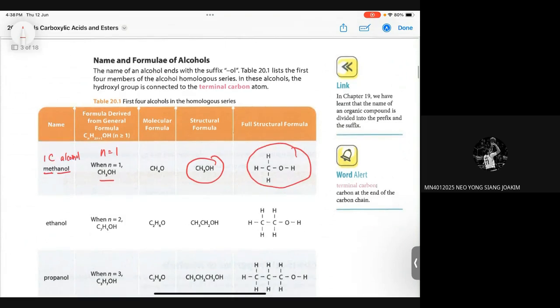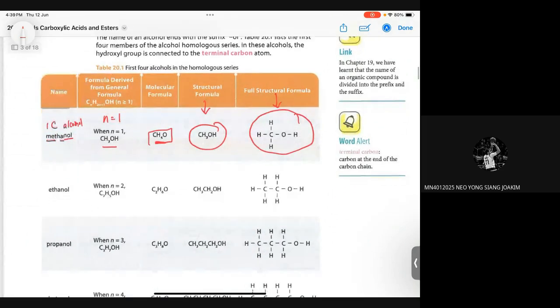Sometimes you will see a formula like this, CH4O. This is when they condense the whole thing together, literally how many carbon, how many H, how many O. They don't draw the functional group separately. But this is still the molecular formula of methanol. It just tells you how many carbon, hydrogen and oxygen atoms it contains. It doesn't tell you the structure. Only the structural formula and the full structural formula will be able to tell you the structure. The molecular formula is just how many atoms are inside there. Just take note of it.